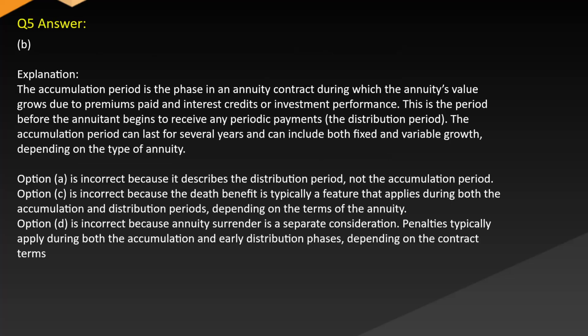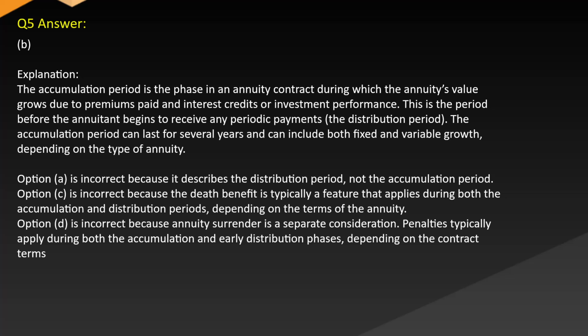Answer B. Explanation. The accumulation period is the phase in an annuity contract during which the annuity's value grows due to premiums paid and interest credits or investment performance. This is the period before the annuitant begins to receive any periodic payments, the distribution period. The accumulation period can last for several years and can include both fixed and variable growth depending on the type of annuity.